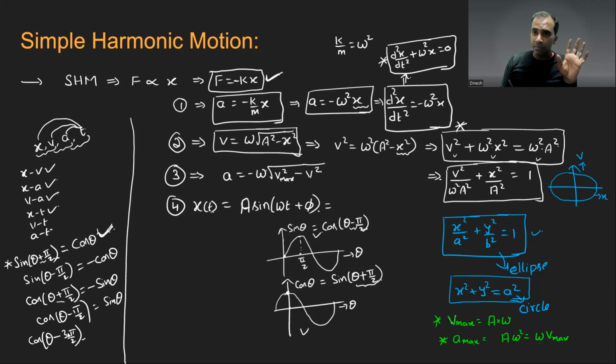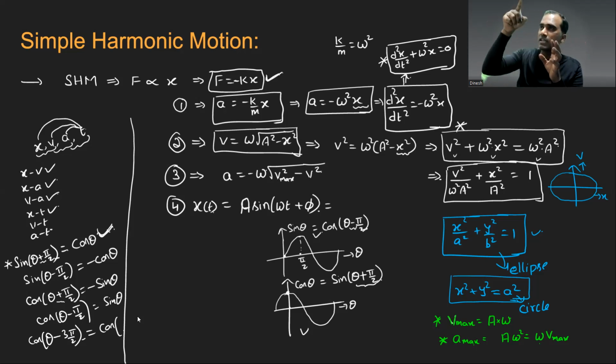Don't remember anything for 3 pi by 2. Okay, 3 pi by 2, can you write it as minus 3 pi by 2? What is minus 3 pi by 2? Minus 3 pi by 2 is same as plus pi by 2, no? 3 pi by 2 in anti-clockwise direction is same as minus pi by 2 in clockwise. Minus 3 pi by 2 in clockwise direction is same as pi by 2 in anti-clockwise direction.